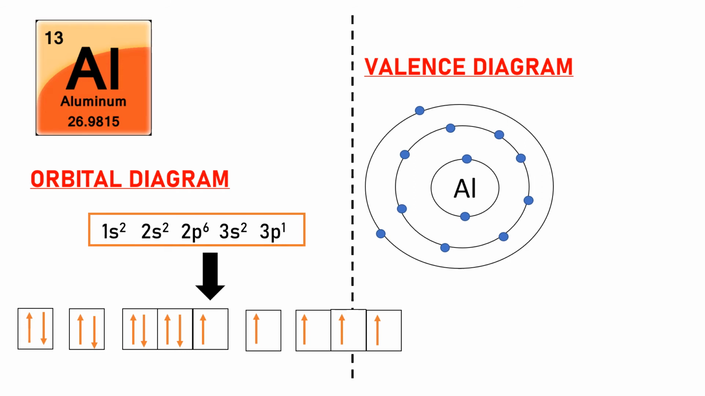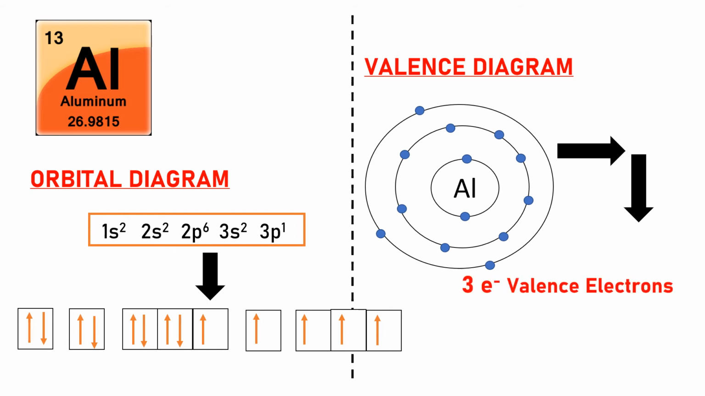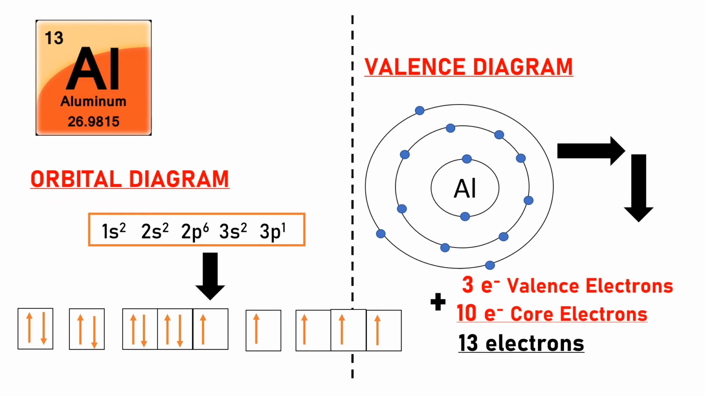You completed already. You have 13 electrons. Therefore, you have 3 electrons at the outermost shell. Since you have 2 core here, you need to add 2 plus 8. So you have 10 core electrons, the ones inside the outermost shell. And you add 3 plus 10. So therefore, you have 13 electrons. See, it's easy, right?